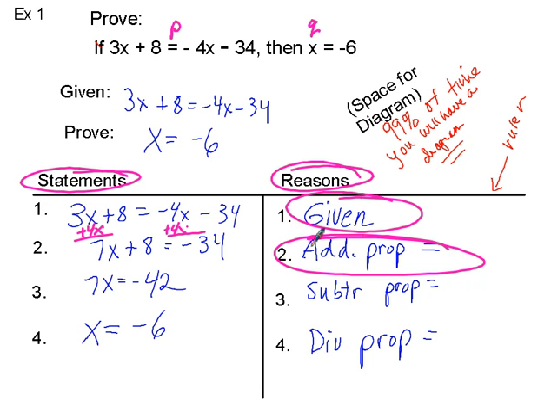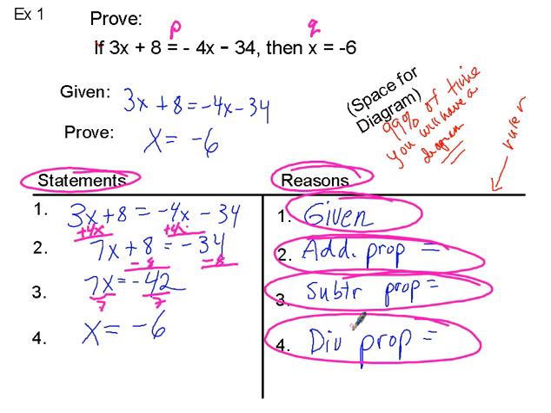Step after that, to solve this equation, we'd subtract 8 from both sides, giving us 7x equals -42, and what allowed us to do that? The subtraction property of equality. And on the next line, we're going to have to divide both sides by 7, which gives us x equals -6, which is the division property of equality.